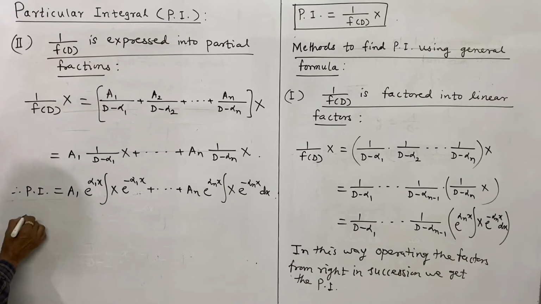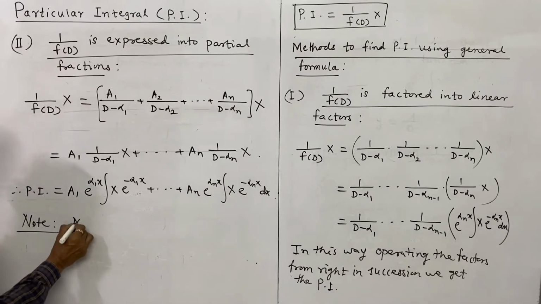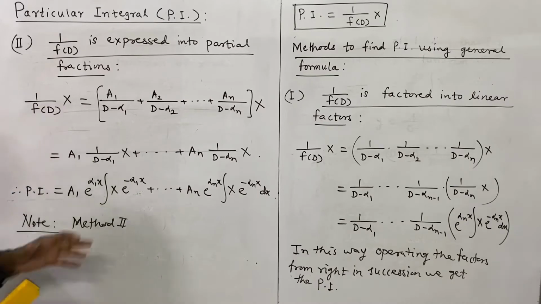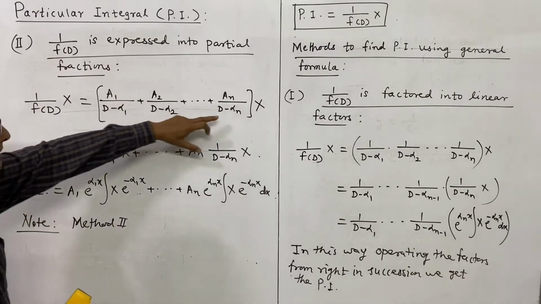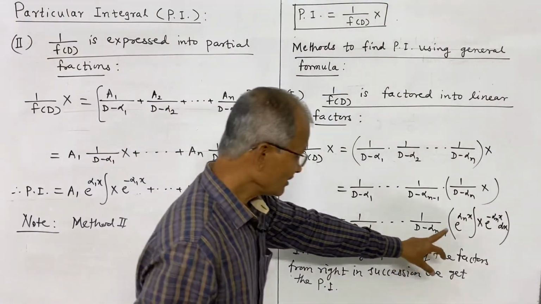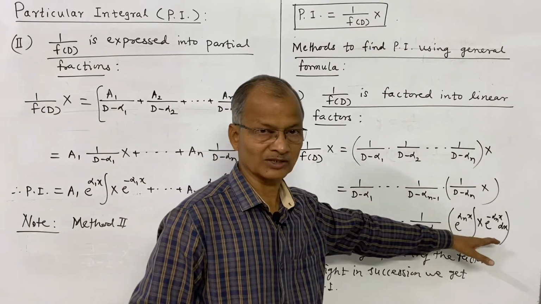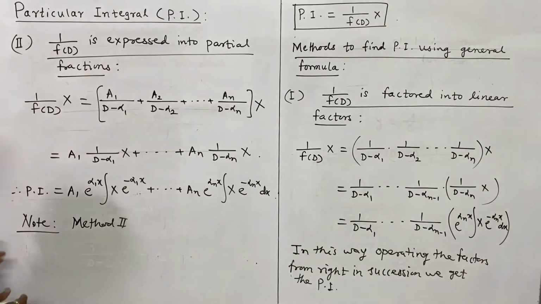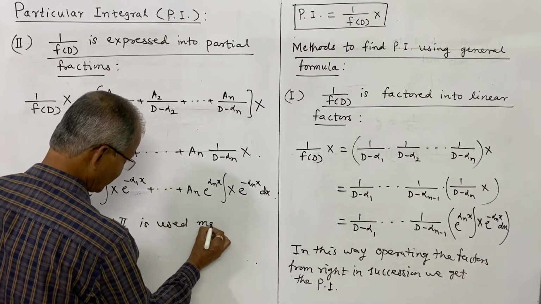We note that this second method, method 2, is used more in general. It is easier because we have to operate only these factors separately. In the first method, this will be a function of x, and then again we have to operate on that function in succession. Here it is operated separately. So method 2 is used more in general.